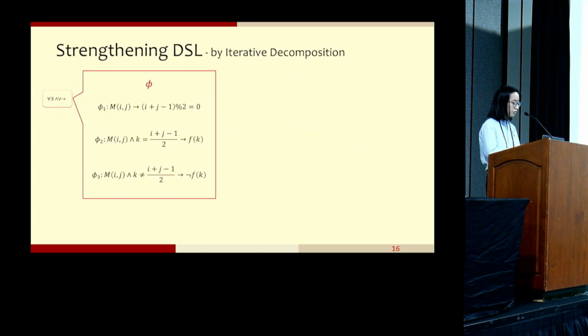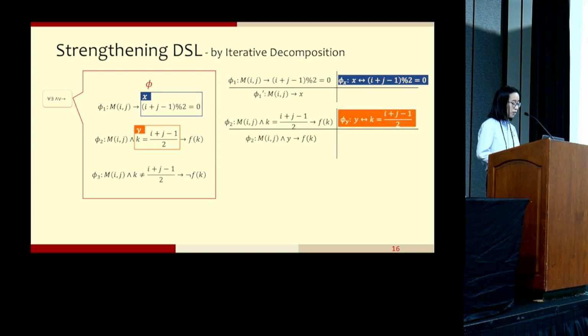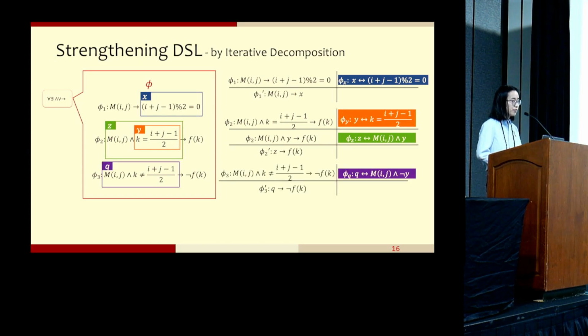Applying this idea to the input example, for instance for phi1, we can introduce a new variable x to replace the blue box, and then rewrite phi1 as phi1 prime. Meanwhile, we also need to add phi x, because it also carries new information. Similarly, for phi2, we introduce a new variable y to replace this orange box, and z to replace this green box. And finally, we update phi2 as phi2 prime. A similar rewriting procedure also happens to phi3. Eventually, we are able to update our input specification and also our DSL by augmenting those newly created variables.